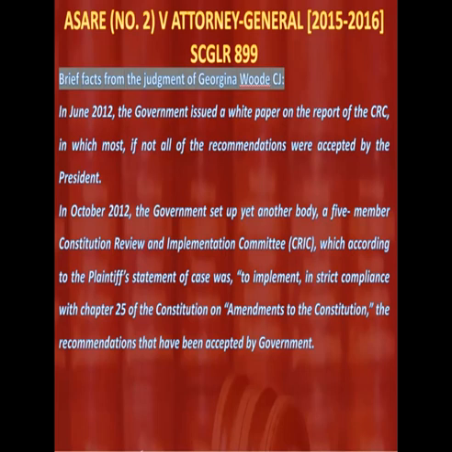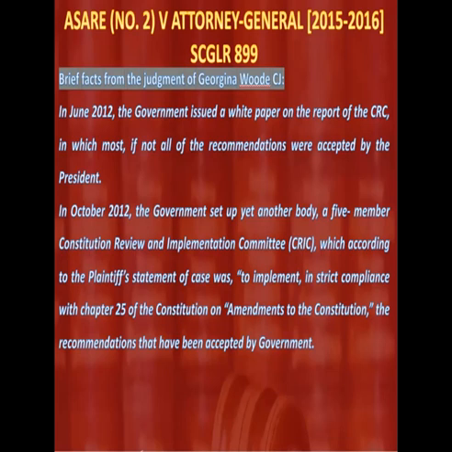It didn't end there. After the government of Ghana accepted the recommendations brought about by the Constitution Review Commission, in 2012 the government went ahead to set up another body. This time around, it was a 5-member Constitution Review and Implementation Committee, CRIC. Their role was to implement the recommendations of the Constitution Review Commission.